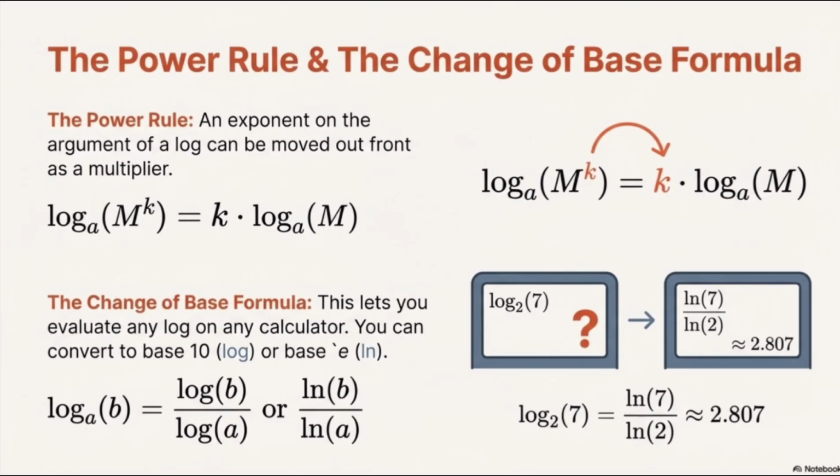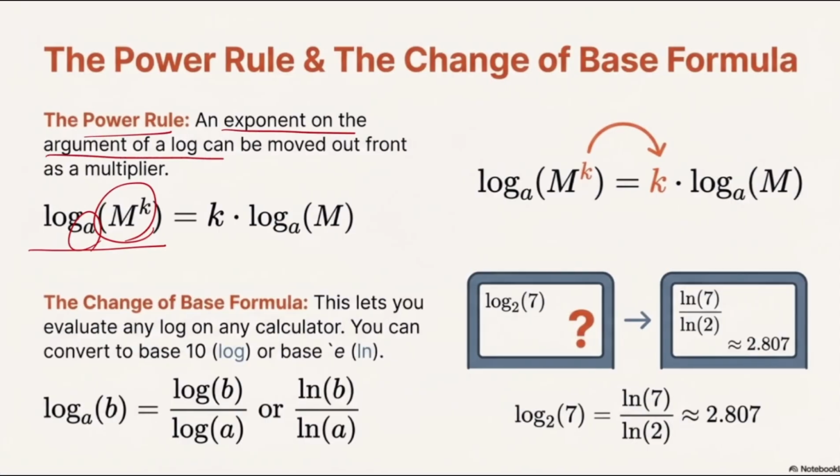So let's talk about the power rule, the change of base formula. What would happen if instead of just having a normal number, like 10,000 or 25, I have something like this? It means that inside my logarithm, I have a number that has a power. I have exponential form inside my logarithm. The power rule says an exponent on the argument of the log can be moved out front as a multiplier. What does that mean? It means that if I have my k over here, I can say that k is safe to move around there.